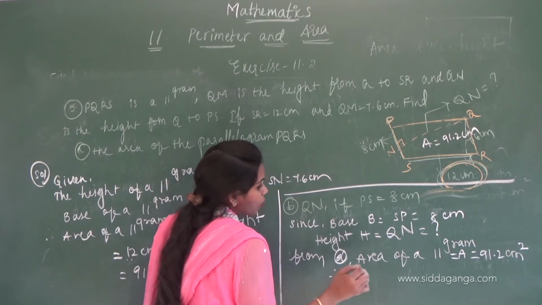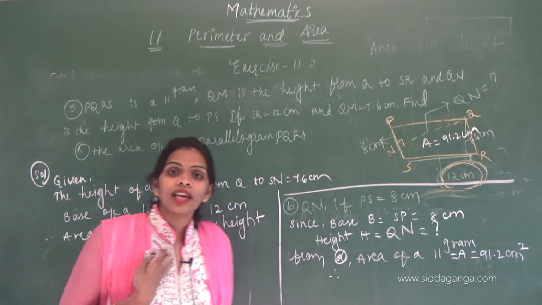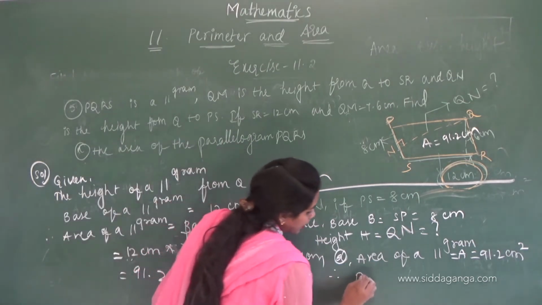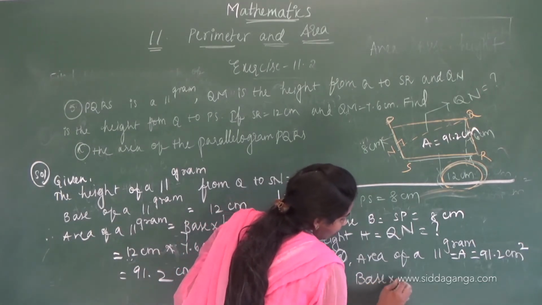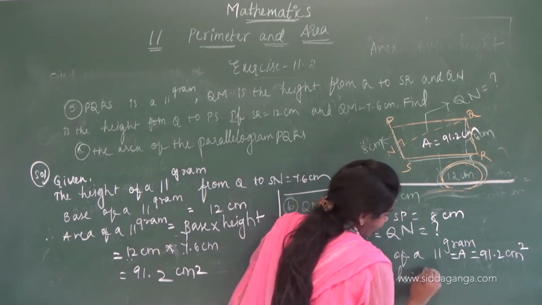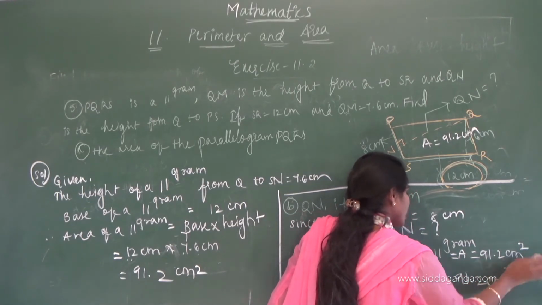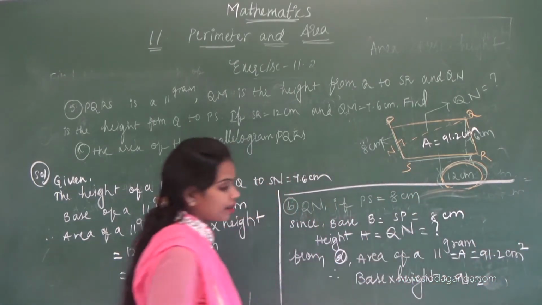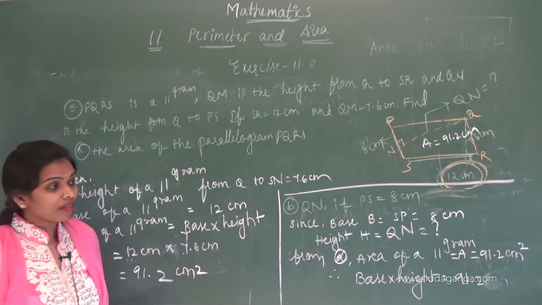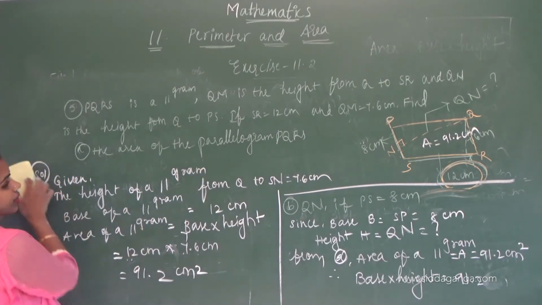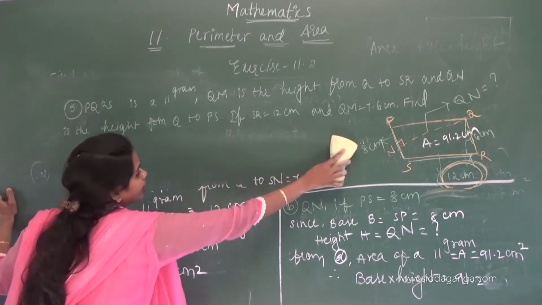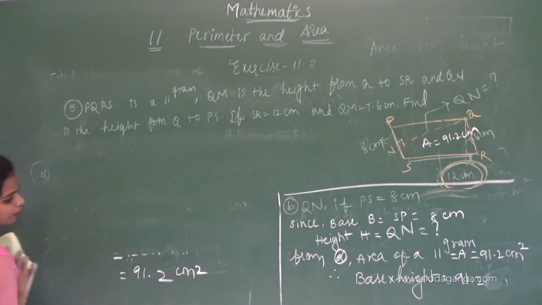And then we know that the area of a parallelogram is base into height. Base into height is equal to 91.2 centimeters square. After calculation you can write them. Otherwise, you can continue. Just I am continuing the solution of that problem here.